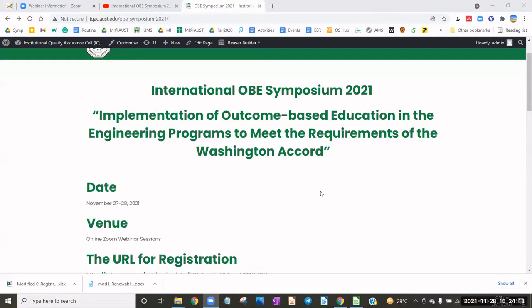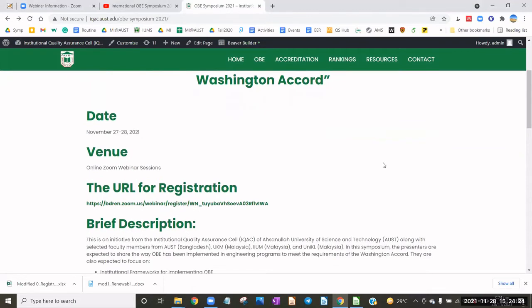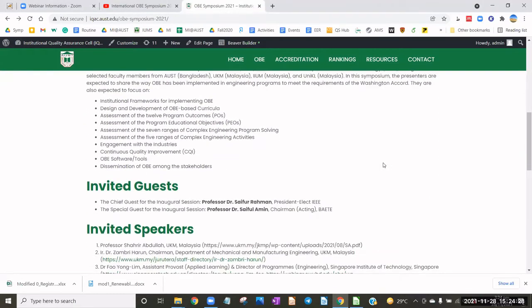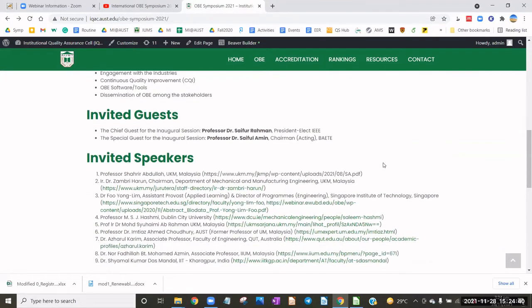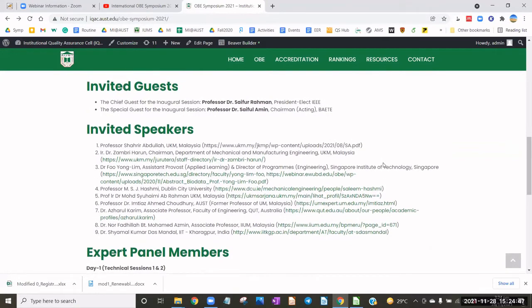I'm really happy that alhamdulillah, it was a kind of humble effort from our end to conduct this symposium. And within a short time, alhamdulillah, we managed some distinguished personalities in the realm of OBE. We had distinguished invited guests, Professor Saiful Rahman, Professor Dr. Saiful Amin. They came and they accepted our request and came during the inaugural ceremony. Also, all the invited speakers, mashallah, all of them except Professor Hashmi, he had some issues with his computer, so he could not come. However, the other presenters, eight of them, accepted our invitation. Even despite their busy schedules, they showed up. I'm really grateful to all of you.